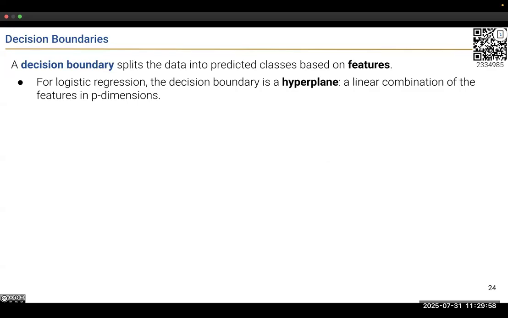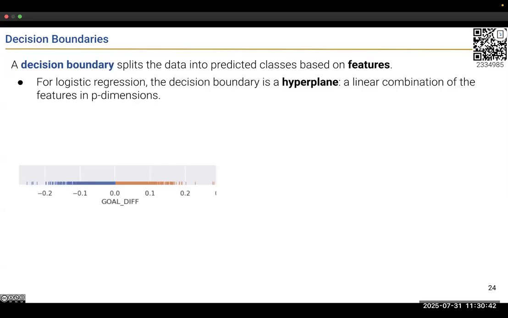Okay, and we talked about linear decision boundaries last time, but now let's generalize this idea. A decision boundary is just a split of your data into different classes based on your features. For logistic regression particularly, your decision boundary is going to be a hyperplane. Last time we saw a line, but if you have more than 2 features, it's not going to be a line. It's going to be in higher dimensional space, so instead of a line, it's going to be a plane, a hyperplane, on the features.